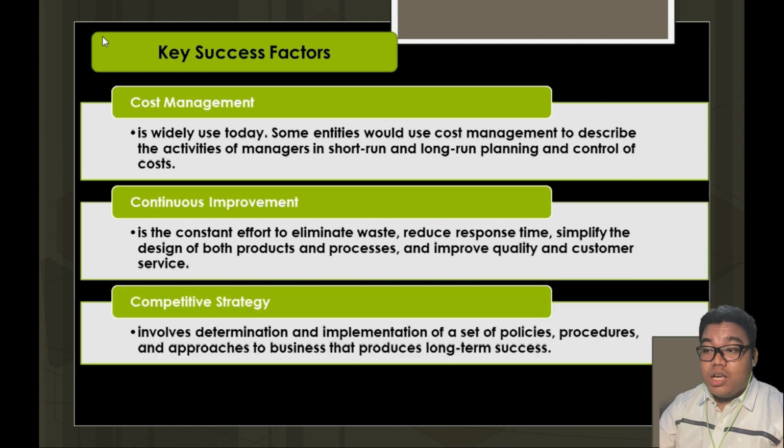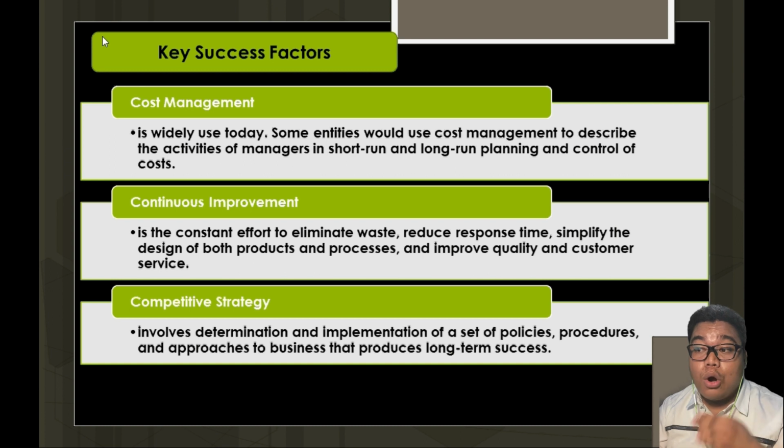Competitive strategy. This is an advantage that some business has over the other business that causes them to be better than the other. So a competitive advantage is an edge over other businesses.